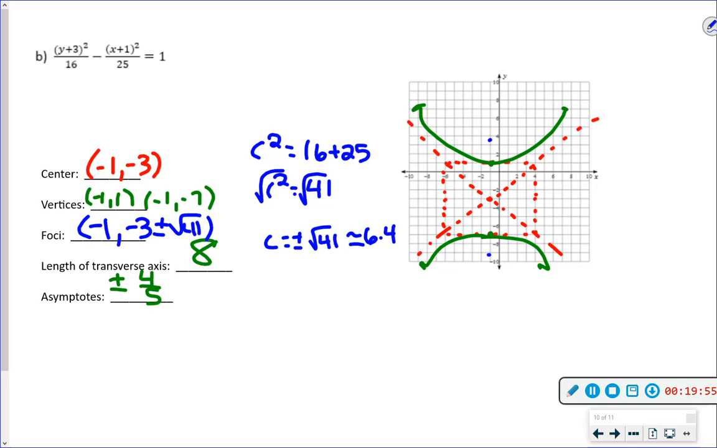Okay, so most of your equations are in standard form, so you might have to divide and set it to 1. That's as bad as it gets.